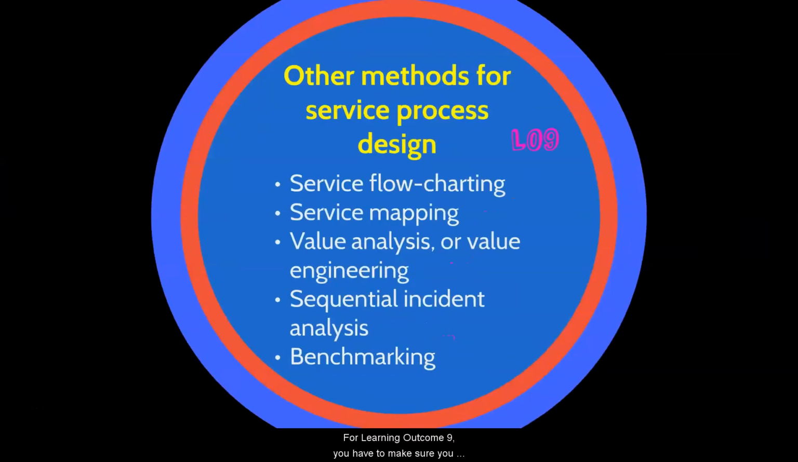For Learning Outcome 9, you have to make sure you also regard the other methods for service process design, be able to identify and describe them, as well as regard a case study and suggest possible ones that they can implement and how to do so practically. All of the details for these methods are on page 139, but you can consider service flowcharting, service mapping, value analysis or value engineering, sequential incident analysis, and benchmarking. So make sure you review the content for these other methods as well.